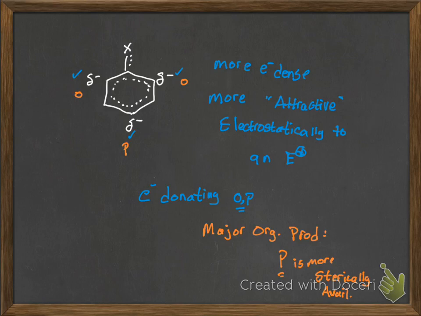All right? Just because when you go ortho, you could have that X group that could be a little big. It could block the ortho position a little bit. Usually what happens is if you have an ortho para director, you'll get about 80 to 85% para and about 20 to 15% ortho. Easily taken out in the recrystallizations or other purifications, though.